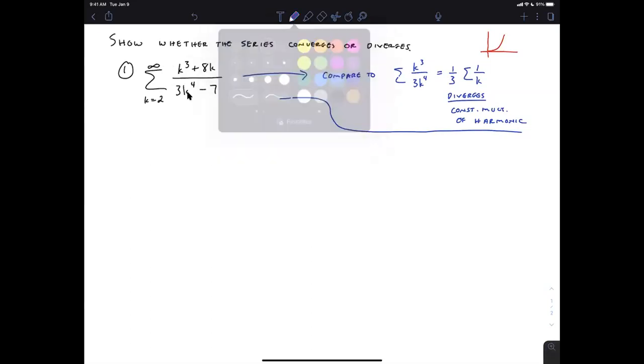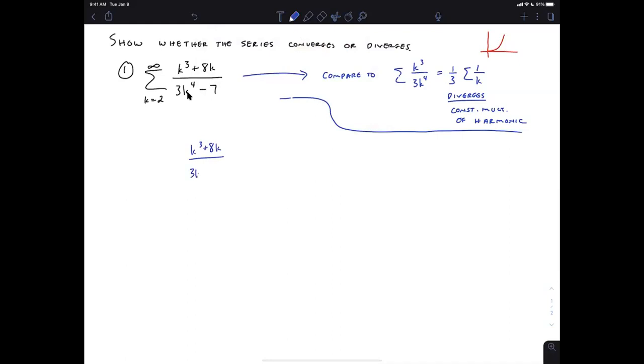Okay, so we're going to prove that it is bigger. That means we can use the direct comparison. So we're going to say, okay, k to the third plus 8k over 3k to the fourth minus 7 is bigger than k to the third over 3k to the fourth minus 7.